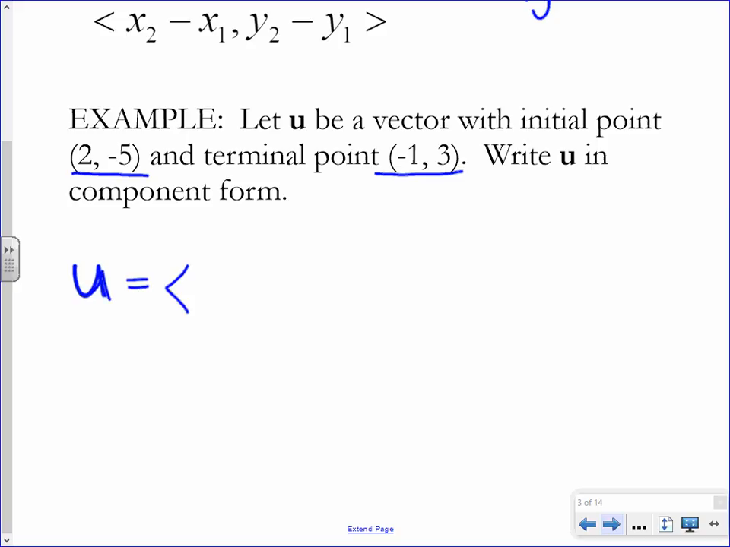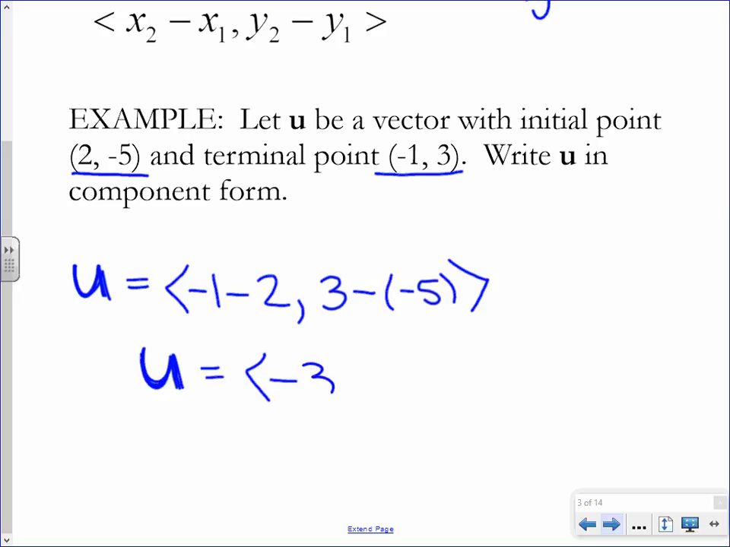So our vector U, to get it in component form, which is what these chevron things mean, we're going to take terminal minus initial. So for our horizontal component, those are the x's, we're going to take terminal point -1 minus initial point 2. And then for our vertical component, that's the y component, we're going to take terminal 3 minus initial -5. So vector U is the vector -3, 8.